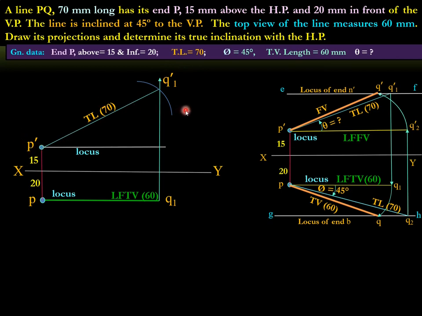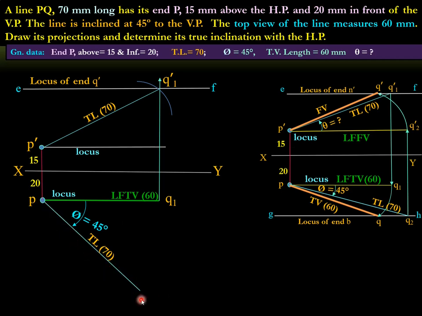Now we can draw the topmost locus line through the intersection point q1 dash, which will become the locus of end q dash. As we know the true inclination of the straight line with the vertical plane and its true length, we can draw the true length line on the top view side. Name the other end of the true length line as q2. Now we can draw the bottommost locus line through the endpoint q2.